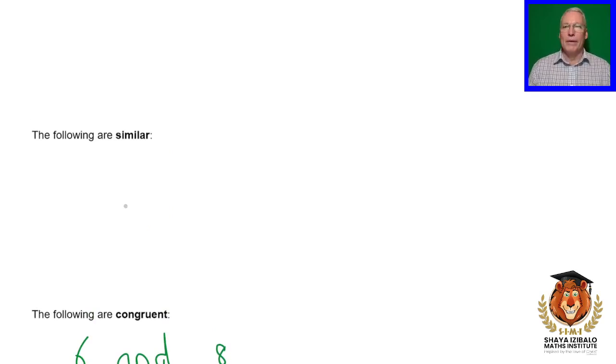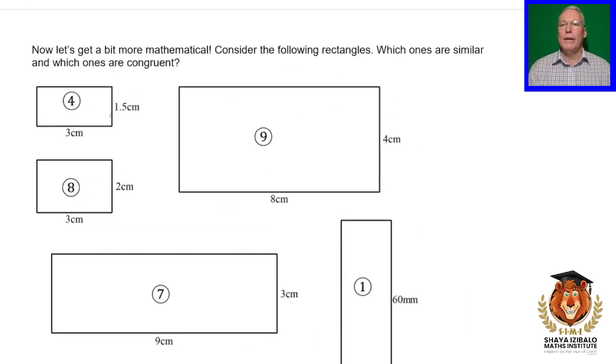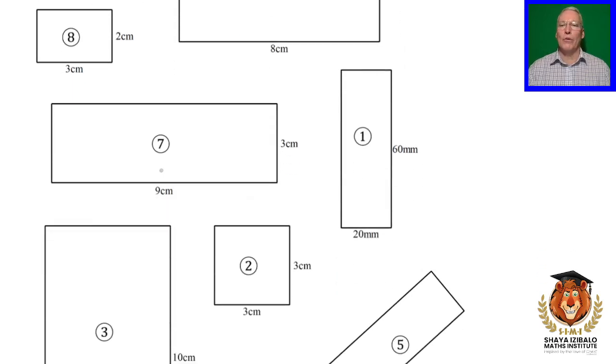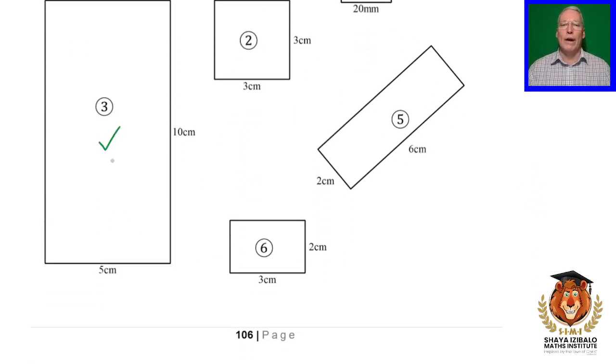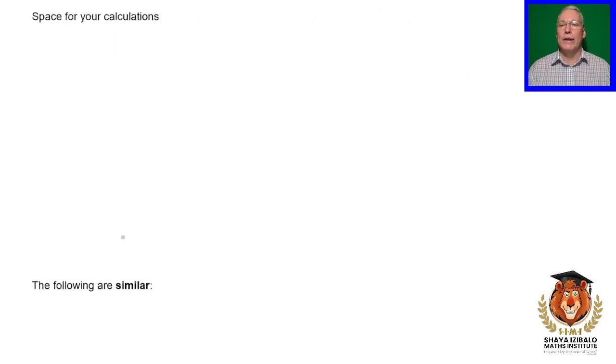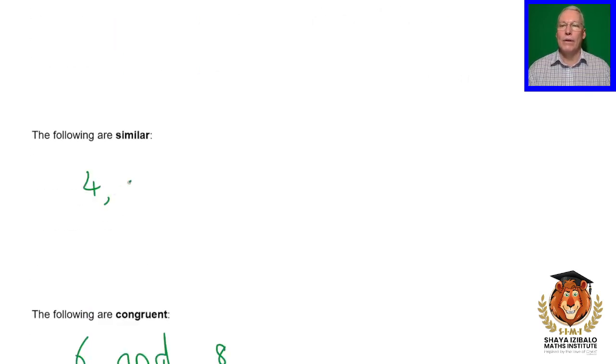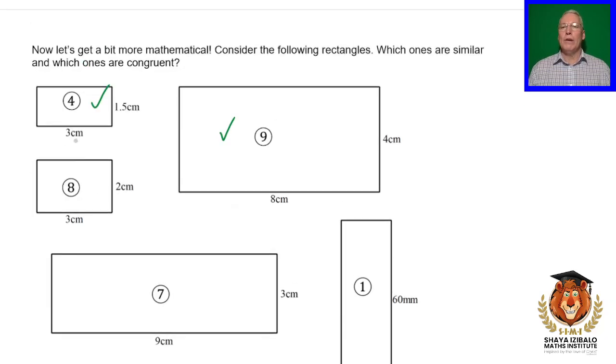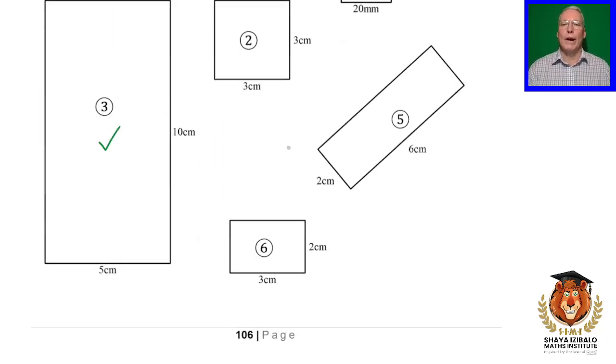Now, if we look for ones that are similar, I'm looking at this: this is twice as long as that is. 4 and 9. We're looking for rectangles that are twice as long as they are high. 4, 9, and 3 are all similar.